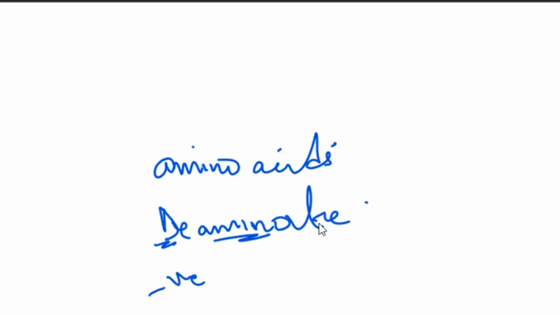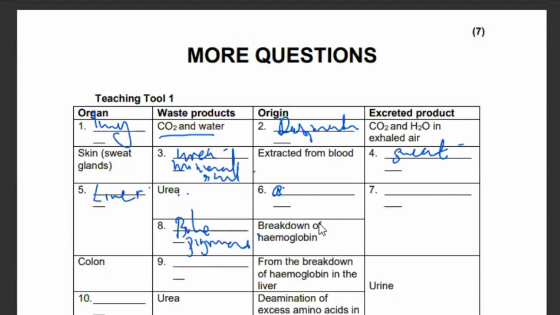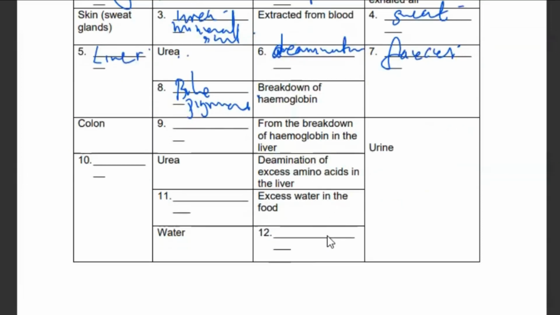Deaminated. So when you come back here, it's basically as a result of deamination, meaning that you are removing the amino group, and then instead of being a protein anymore, it turns from proteins, amino acids into urea. And then where do we get this? We can get this in the feces. Yes, and then you have the colon.